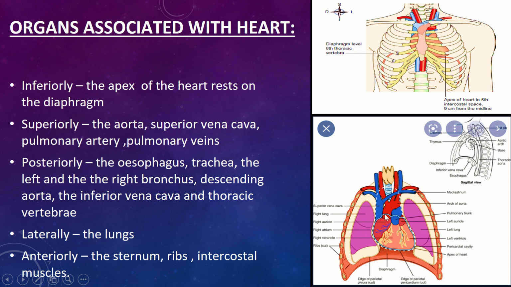Lateral means on the side. So the lungs are present on the lateral side. Anteriorly, the sternum, the ribs, and the intercostal muscles. Here you can see the sternum, the ribs, and the space between two ribs is called the intercostal space, and the muscles between them are called the intercostal muscles. So that is present anteriorly. These are the organs associated with the heart.